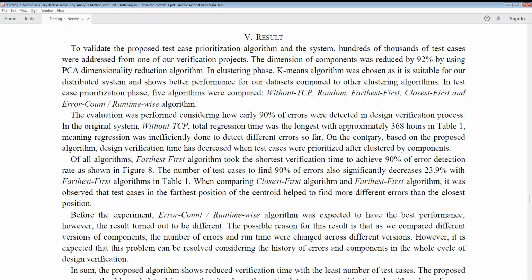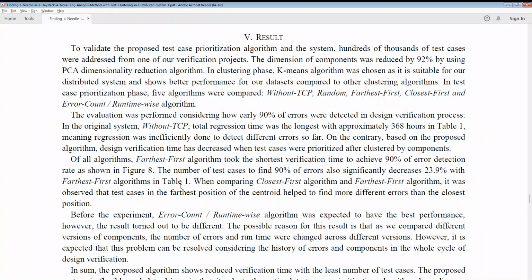On the contrary, based on the proposed algorithm, design verification time has been decreased when the test cases were prioritized after clusters by components. Of all algorithms, the Farthest-First algorithm took the shortest verification time to achieve a 90% error detection rate, as shown in Figure 8. The number of test cases to find 90% of the errors also significantly decreases, by 23.9% with the Farthest-First algorithm in Table 1.